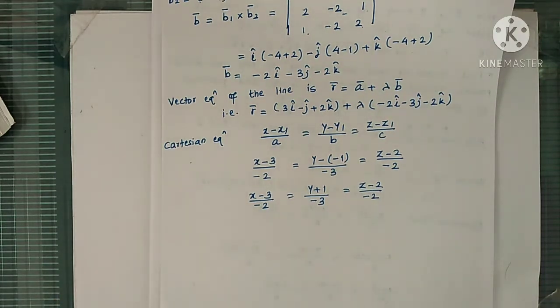Okay, so we have the equation of the line which is perpendicular to two lines. So whenever it is perpendicular, that means it is the cross product of those two vectors.